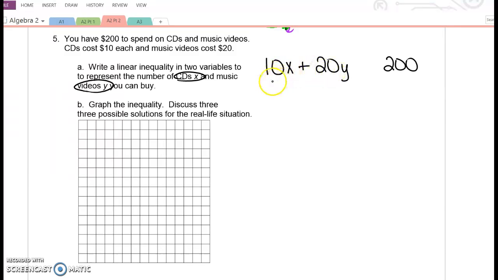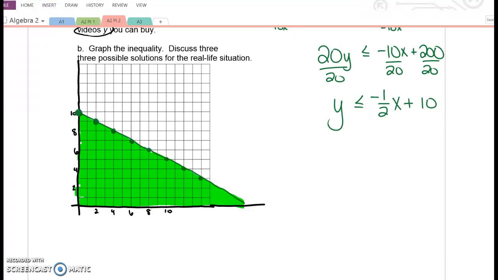The stuff that we buy over here, can that be bigger than 200? Can this stuff be less than 200? Yes, or equal to 200. What you need to remember here is that your x represents the number of CDs you can buy, and your y represents the number of music videos. So, discuss 3 possible solutions to this real-world situation. It doesn't matter where you pick your points from. Pick 3 points in the solution area.